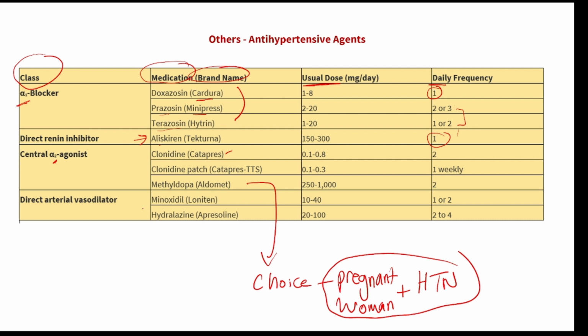Direct arterial vasodilator, we have minoxidil and hydralazine. So we need you to remember the group name, class name, medications, and brand name for your practice: Cardura, doxazosin, Tekturna, aliskiren, Catapres, clonidine, hydralazine, Aldomet, methyldopa.